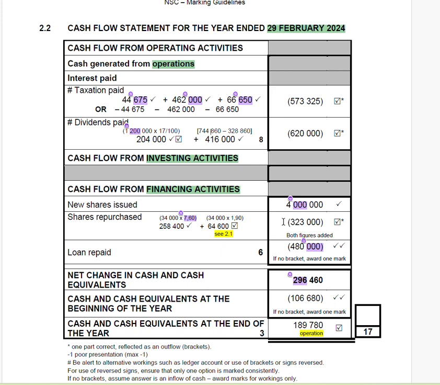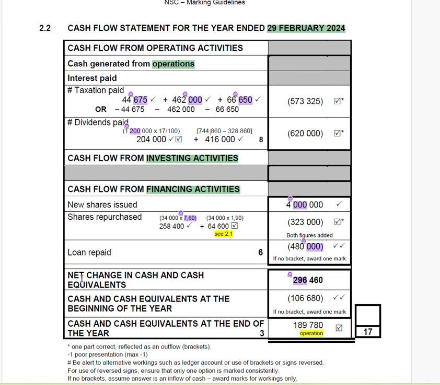Why is it a cash outflow? Because what are we doing here? We are making a purchase. So we are buying back the shares. So for that reason, we're going to be taking our money, or the company's money, out to the public, to the owners of those shares. So it is an outflow of cash.